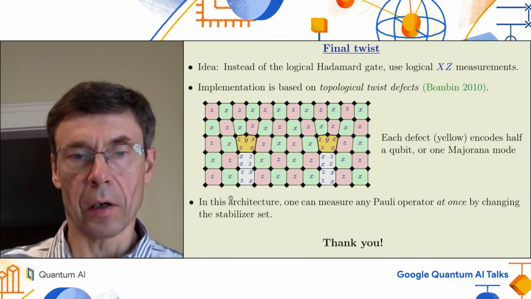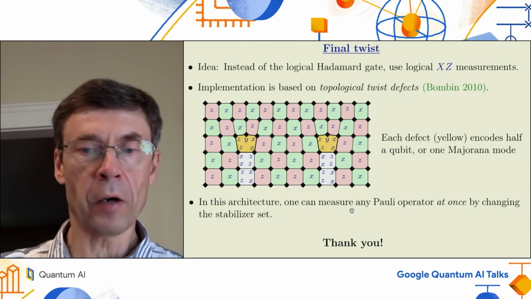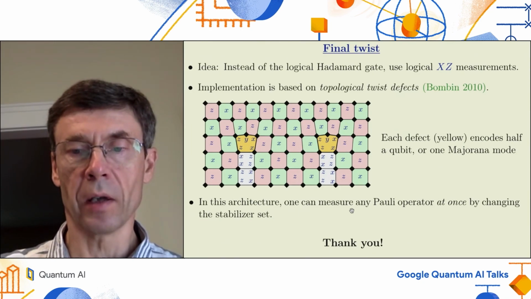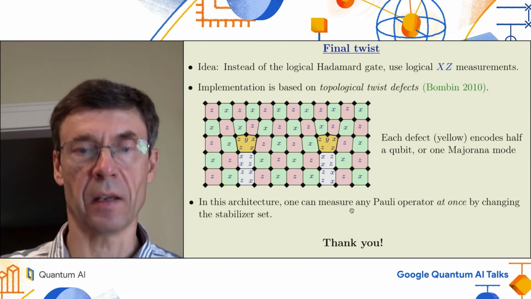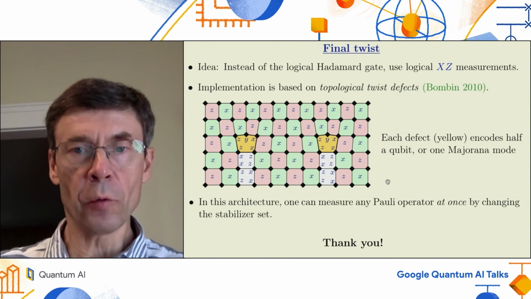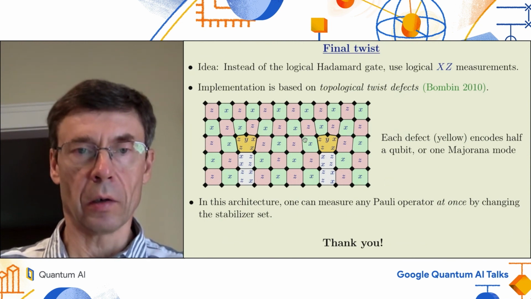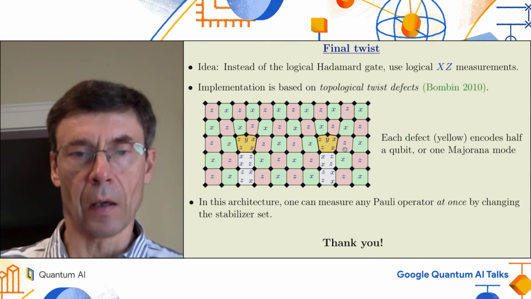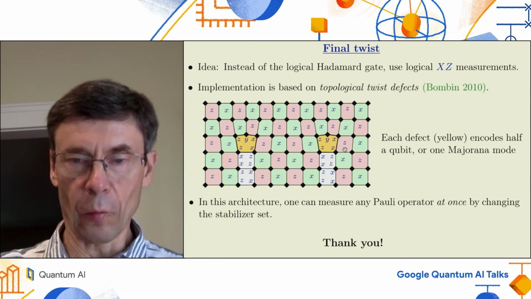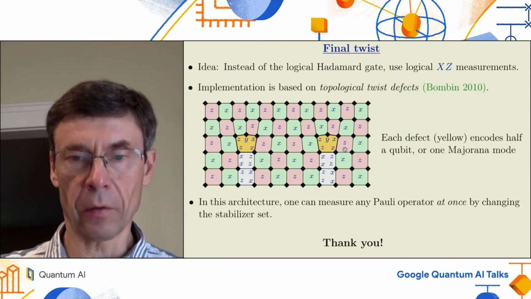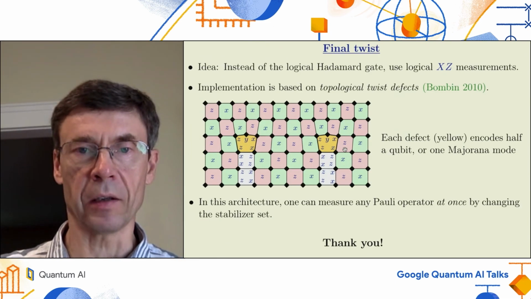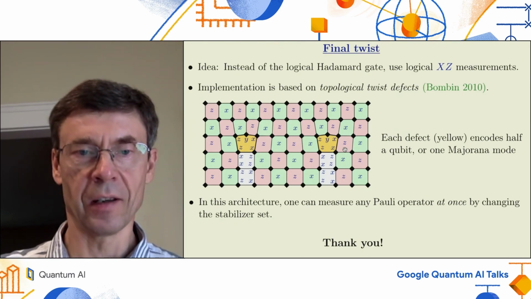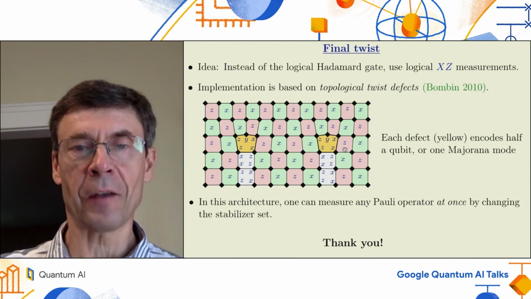In this architecture, one can measure any Pauli operator or any even subset of Majorana modes at once by changing the stabilizer set. I'm not sure which scheme is more efficient, this defect-based scheme or the original lattice surgery scheme, but one of them or something along those lines will be implemented and will compute with logical qubits eventually. So stay tuned and thank you for your attention.